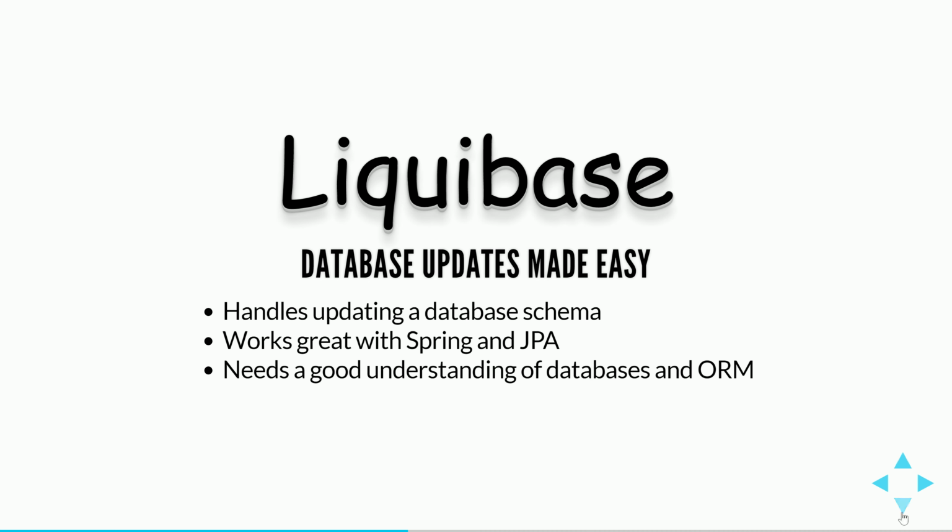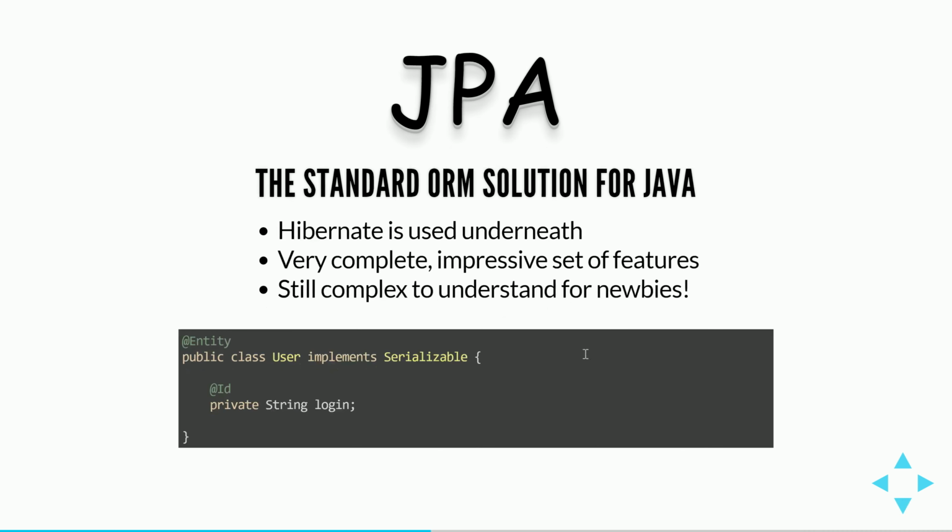this Liquibase for you. So JPA, the standard ORM solution for Java, with Hibernate used underneath. Very complete, an impressive set of features. Still complex to understand for newbies. If you are a newbie, you have to look into it and just give a glance at what documentation they provide. You can look through it and try to use this, and it will be more comfortable in editing your Java classes.